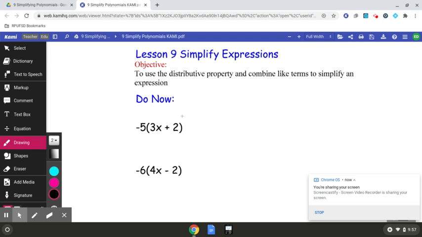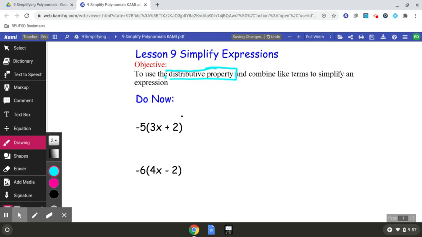Okay, so this is lesson 9, simplifying expressions. What this lesson does is it incorporates the distributive property and the combining like terms lesson that we did yesterday, so you kind of have to do both. Just a quick recap here: when you do or see the distributive property, you will have parentheses, and that's your clue that you have to distribute.